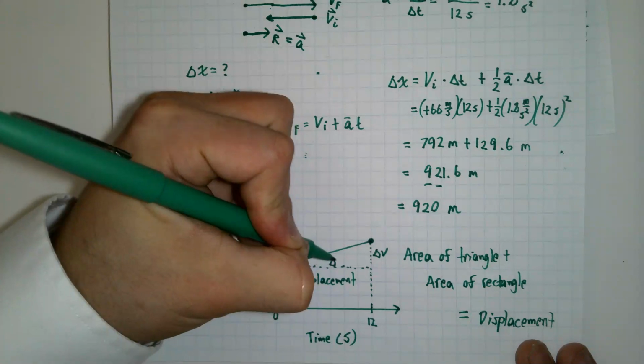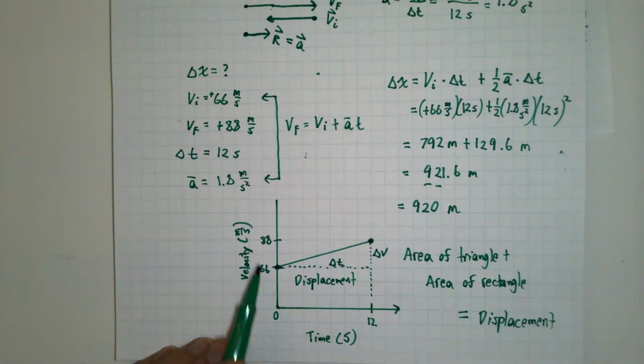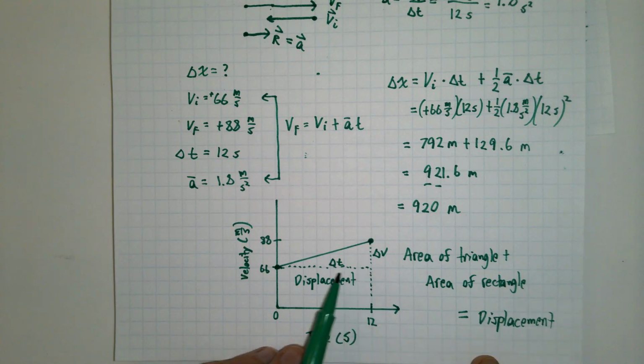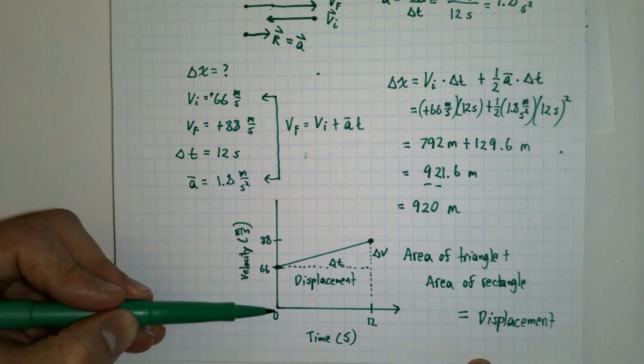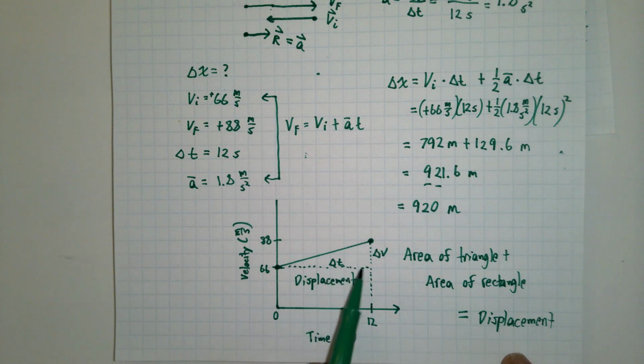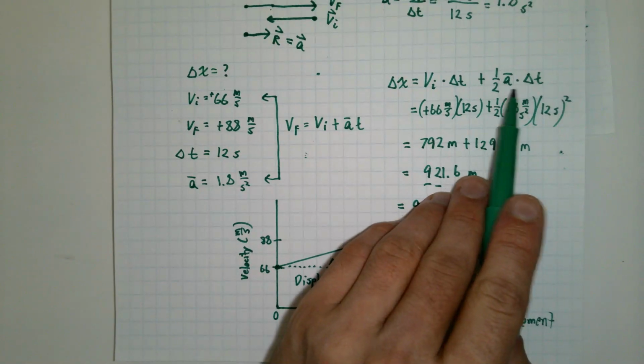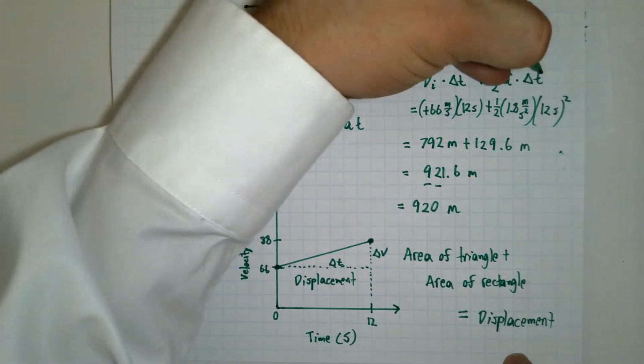Notice here, this is our change in velocity. This is our change in time. So the height of this triangle is the change in velocity from 66 to 88. The base of our triangle is the change in time from 0 to 12 seconds. Then 1/2 of that gives us the area. That whole geometric area is contained within this term of our equation: 1/2 acceleration times time squared.